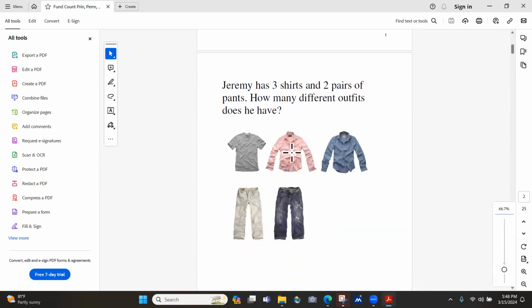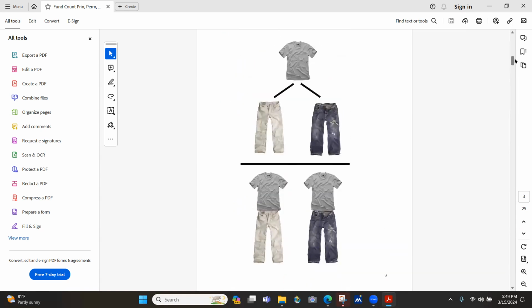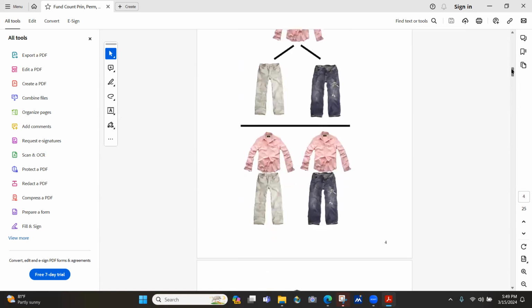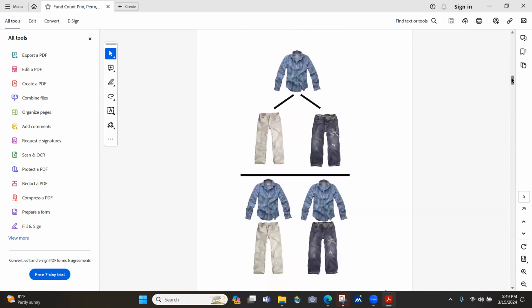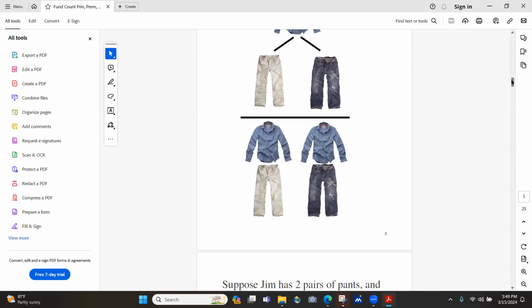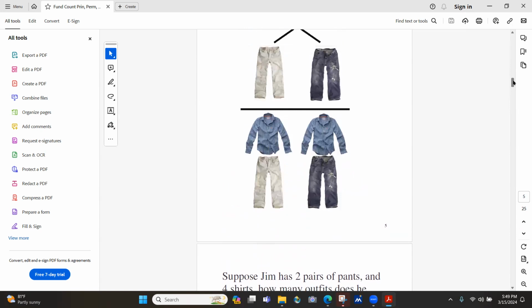So he has 3 shirts and 2 pairs of pants. So each shirt can be worn with one of the pants. 3 shirts can be worn in 3 times 2, 6 different ways. And if you scroll down, the gray t-shirt can be worn, 2 outfits with gray t-shirt, 2 outfits with the pink shirt, 2 outfits with the blue shirt, 3 times 2, 6. Now I had to do it in multiple pages, okay? So that's the idea. And this is called tree diagram.